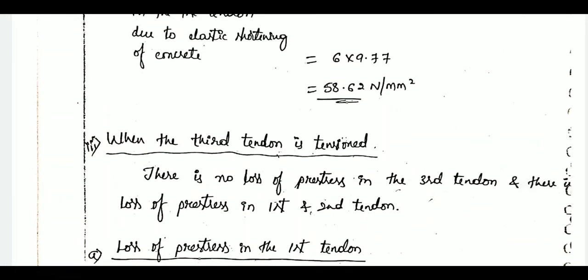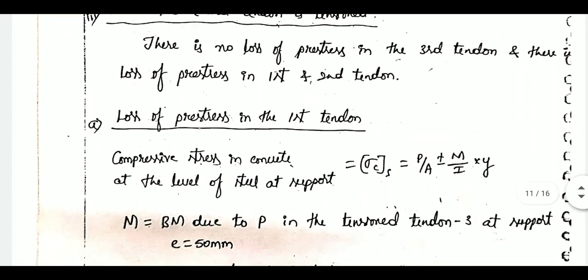Modular ratio into stress. So we have a loss of 58.62 Newton per mm square in the first cable when you have tensioned the second cable. Then when the third tendon is tensioned, remember the previous problem, you need to find out the loss in both the second as well as the first, but there is no loss in the third tendon. So first, let us consider the first tendon.